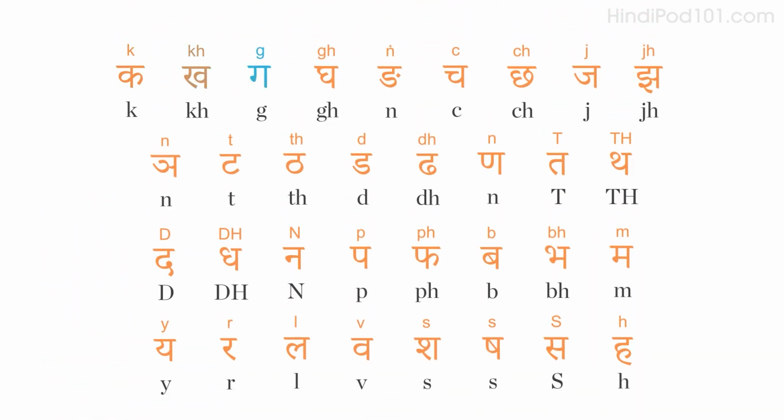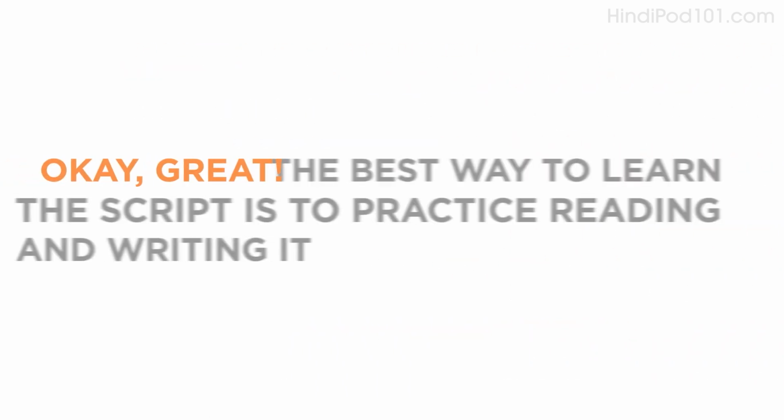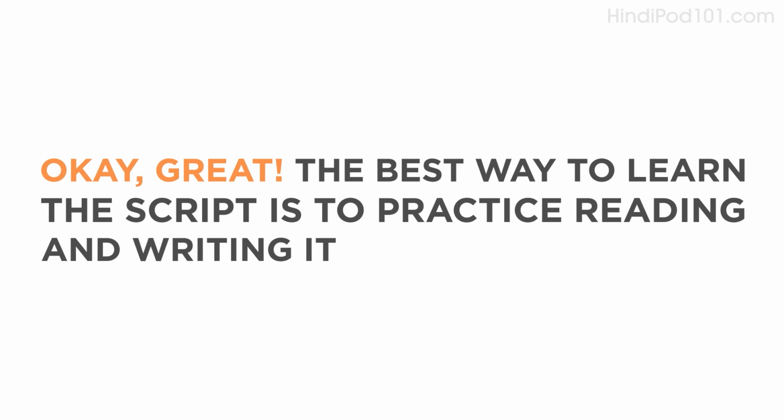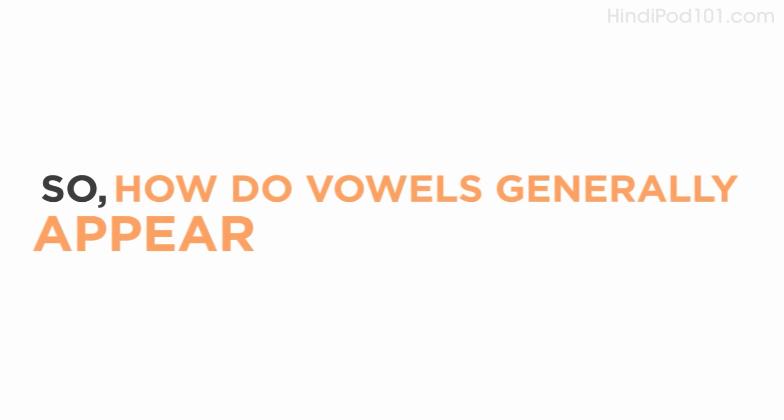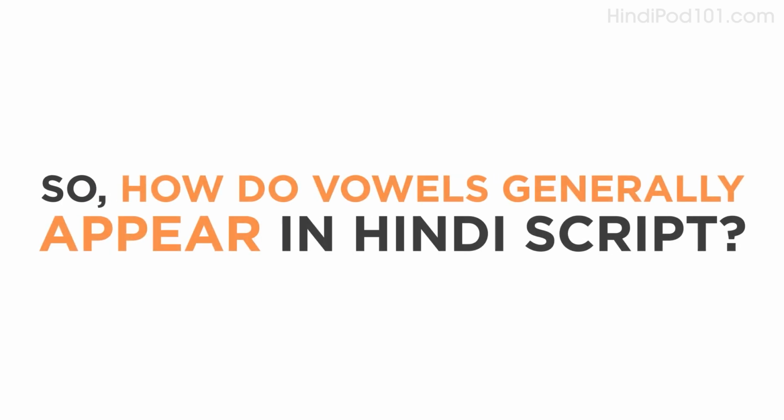K, kh, g, gh, n, ch, ch, j, jh, n, t, th, d, d, n, t, th, d, th, n, p, ph, b, bh, m, y, r, l, v, sh, ksh, s, h. Okay, great. The best way to learn the script is to practice reading and writing it as much as you can. Yes, indeed. So, how do vowels generally appear in Hindi script?